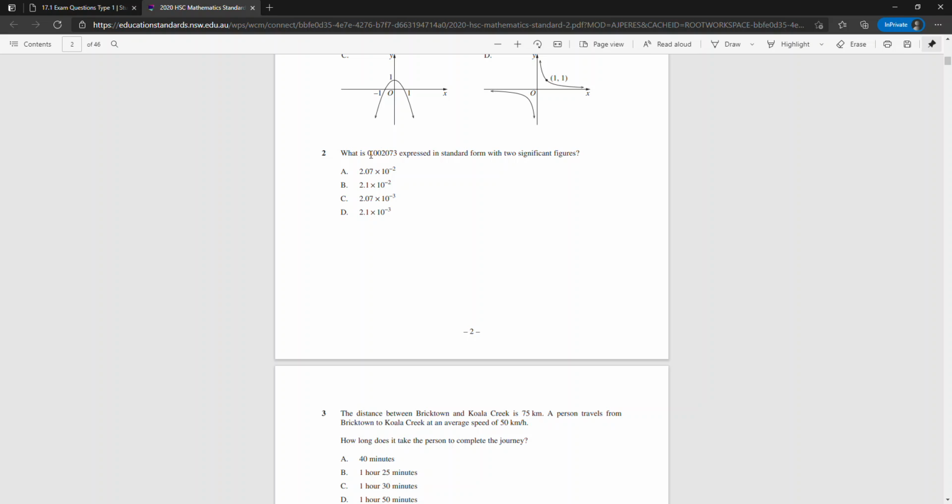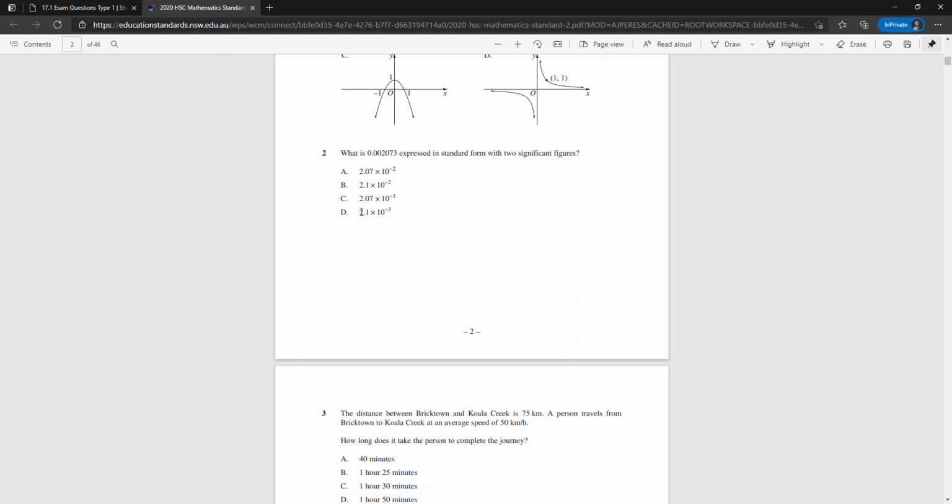Now the way you do that is, you need to bring this decimal after the 2. So how many steps you need to take is 1, 2, and 3. So it would be 2.073, but you can't make it 2.073 because it's asking you to make it two significant figures. So you need to round 0.073 to 0.1, making it 2.1. This would become 1 because 7 would round up to 1.